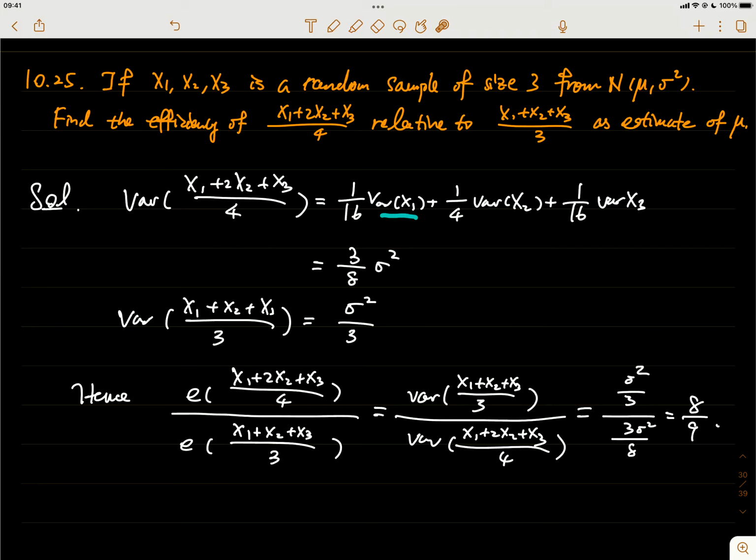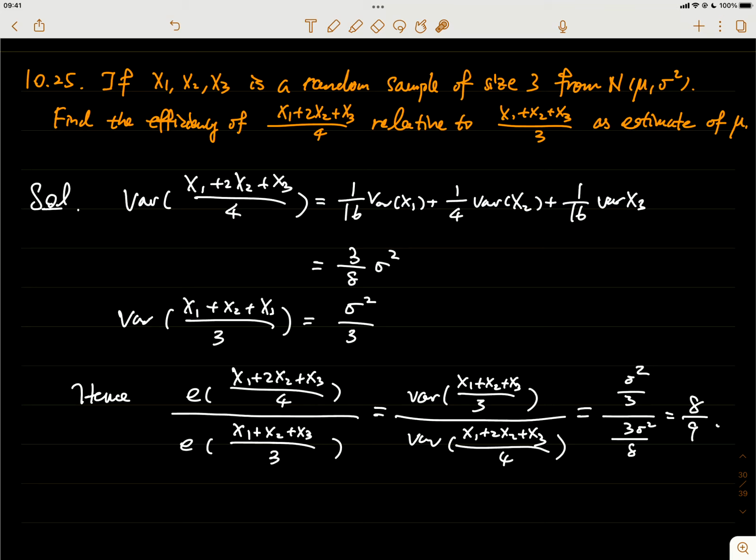Remember that each of these is from the normal distribution with mean mu and variance sigma squared, so their variances are all equal to sigma squared. Combining everything gives just this. Now the variance of the average, you can do similarly, but you also know that it's just the variance of the sample mean of three samples. That is sigma squared over the sample size, which is sigma squared over 3.